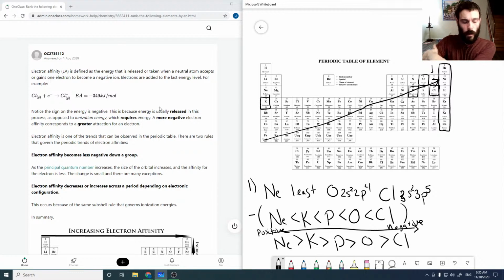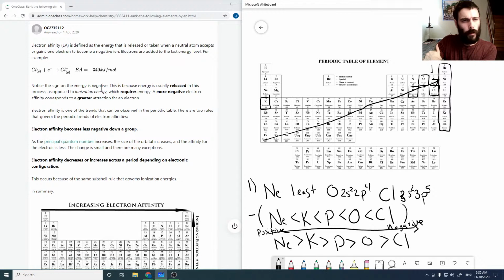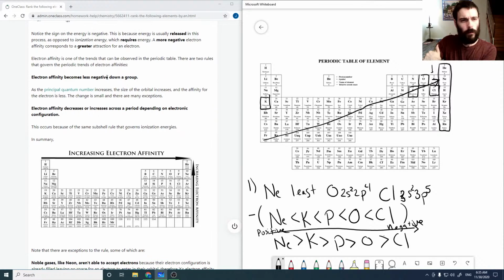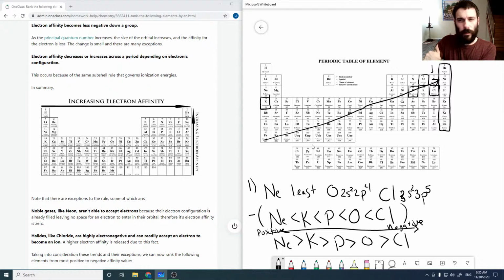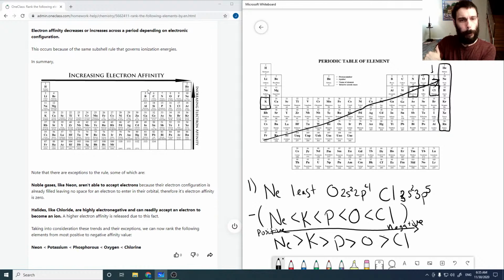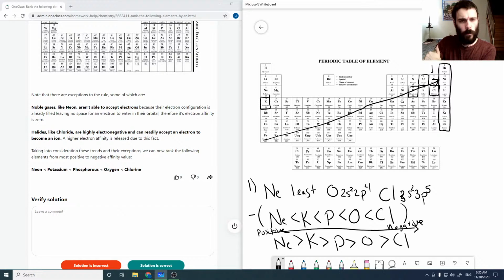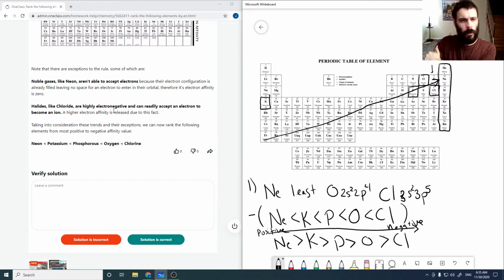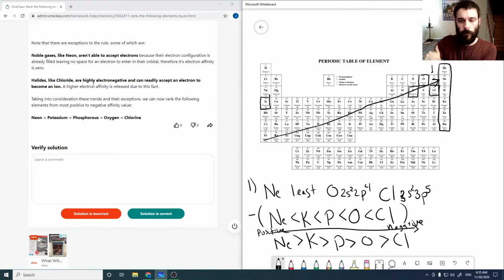Okay, so looking at the solution, we have electron affinity is the energy released. It's always negative as energy is always released. And so electron affinity becomes less negative down a group. So it gets smaller and increases across. So we get this general trend that I've pointed out. So that noble gases don't want anymore, and the halides are much more.